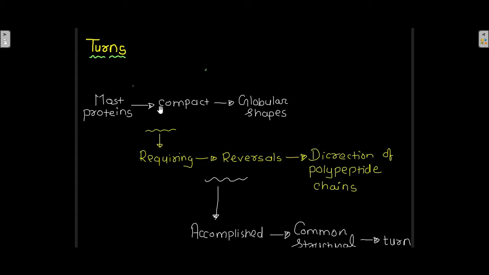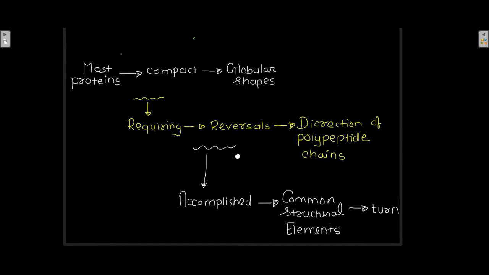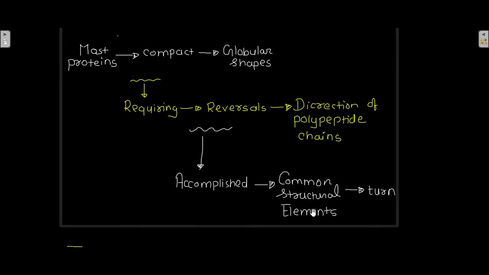Now most proteins have a compact globular shape, and this compact globular shape requires reversals in the direction of the polypeptide chain. Many of these reversals are accomplished by a common structural element known as a turn. Okay, so a turn is that structural element by which the reversal is achieved in the direction of the polypeptide chain, which is a requirement for compact globular proteins.